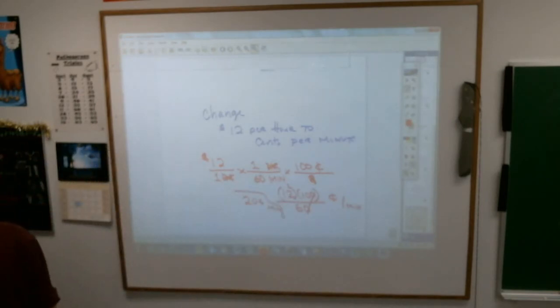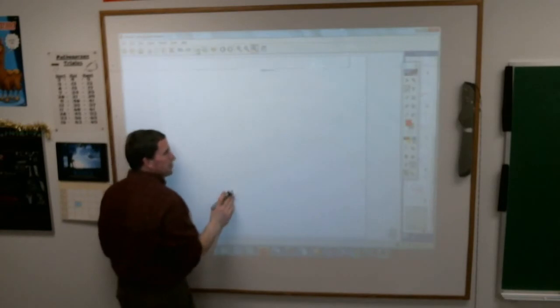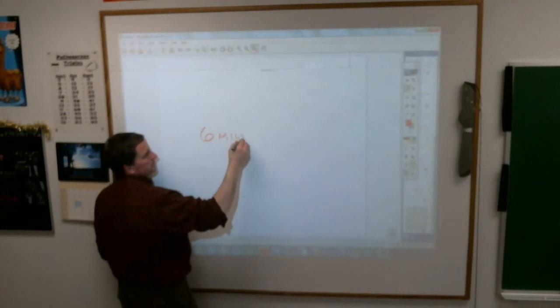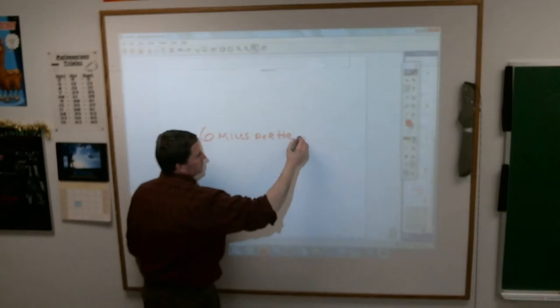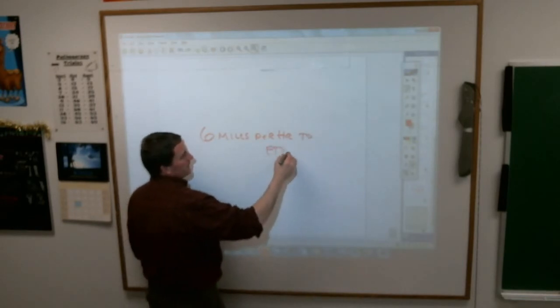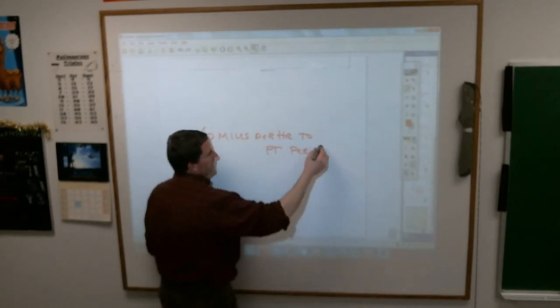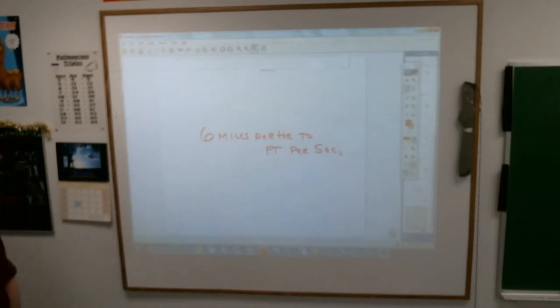Do you kind of get the gist of that? How about I give you one to try? How about 6 miles per hour to feet per second. Miles per hour to feet per second. Stick up there the unit multiplier.